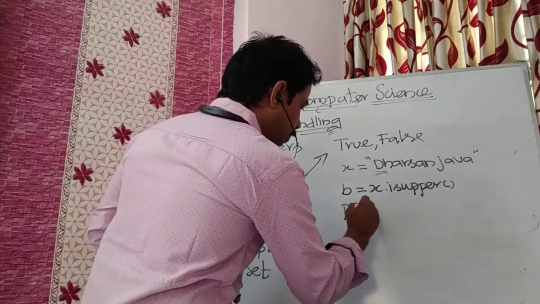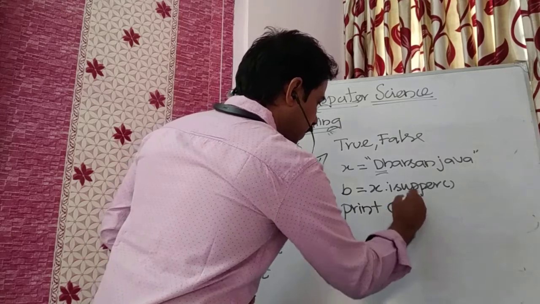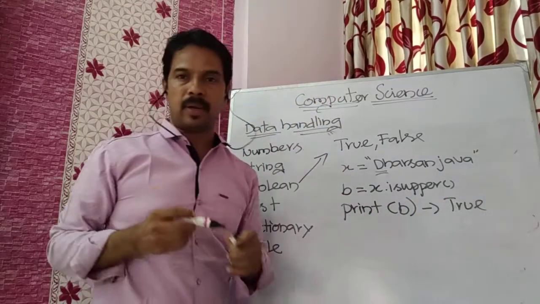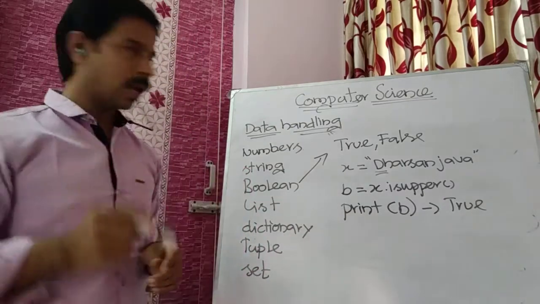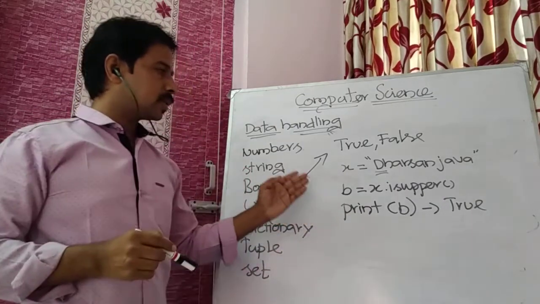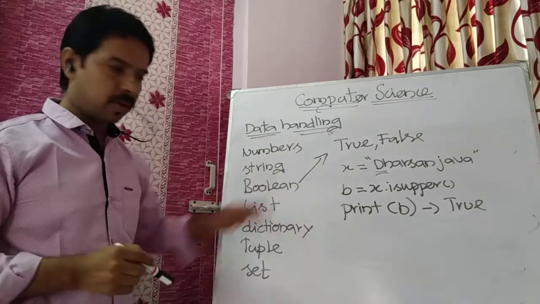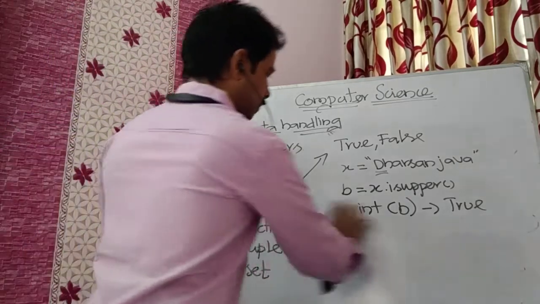When you are printing b, what will happen? True will get printed on the screen. Okay. So here this is the sample for Boolean type. Are you clear? Yes.